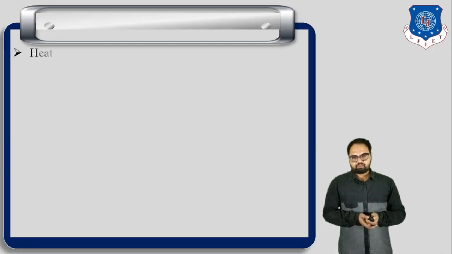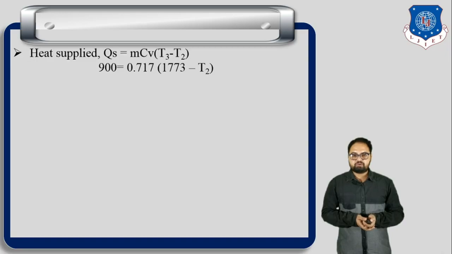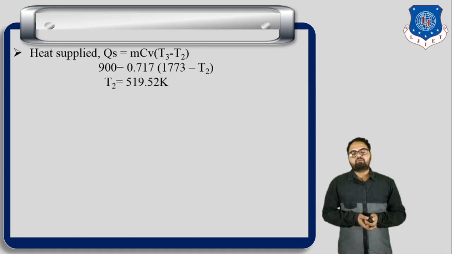So let's start. First of all we will find the value of T2 from Qs. Qs is equal to m Cv (T3 minus T2). We know the mass of the gas is 1, Cv is 0.717, heat supplied is 900, T3 is 1773 Kelvin, and we need to find T2. So T2 is equal to 519.52 Kelvin.